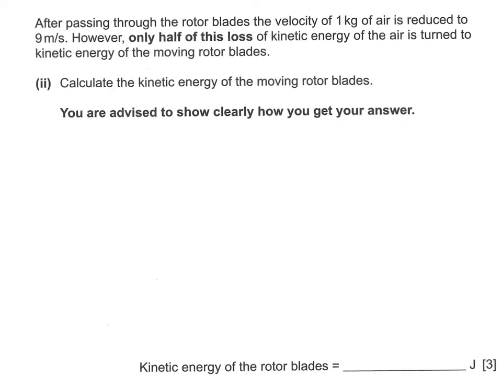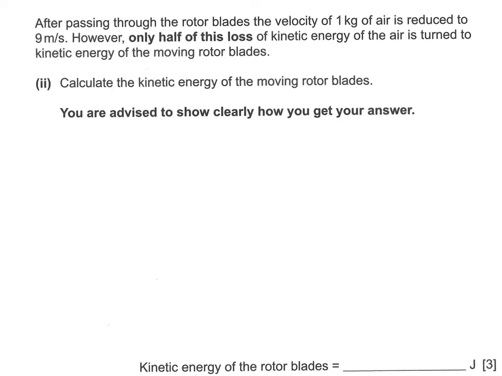After passing through the rotor blades, the velocity of 1 kilogram of air is reduced to 9 meters per second. However, only half of this loss of kinetic energy of the air is turned into kinetic energy of the moving rotor blades. So calculate the kinetic energy of the moving rotor blades.